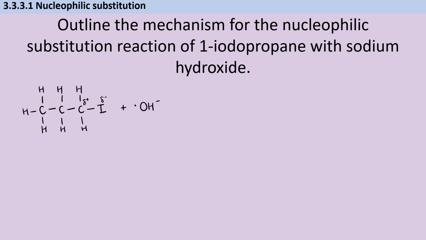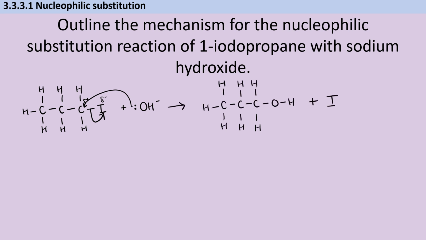Then I'm going to add in my hydroxide ion, making sure that it's got a clear lone pair. My first arrow is going to go from that lone pair to the delta positive carbon, and my second arrow is going from the middle of that carbon-iodine bond just to the iodine. Then I can draw my products, which here are going to be propan-1-ol and that iodide leaving group.